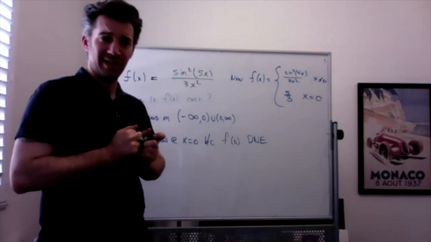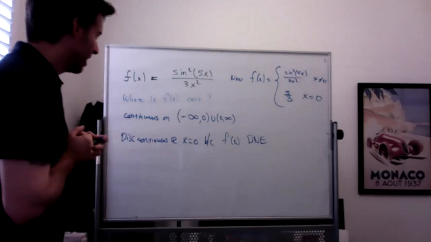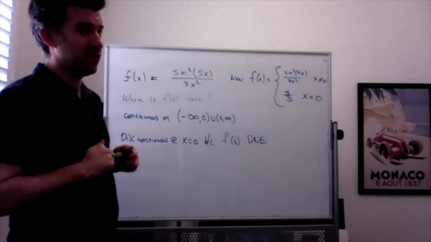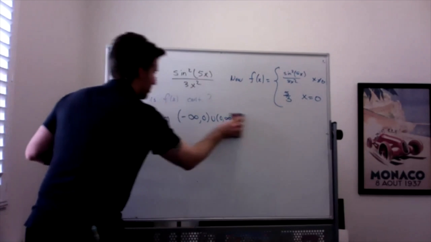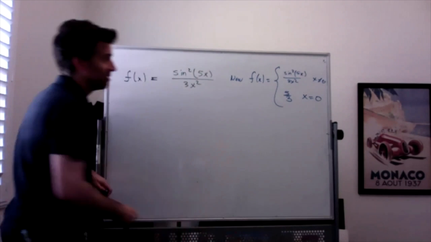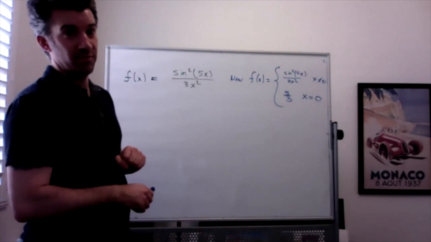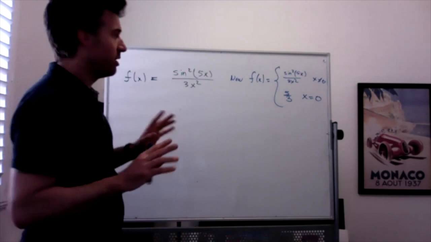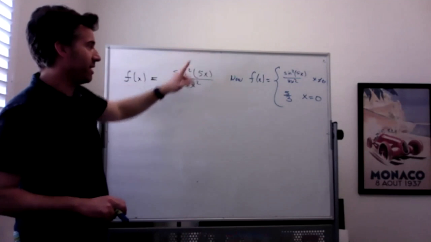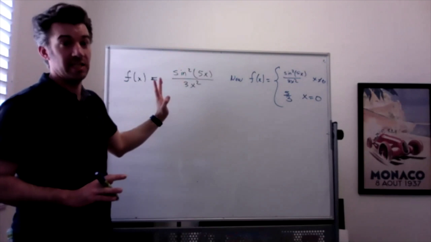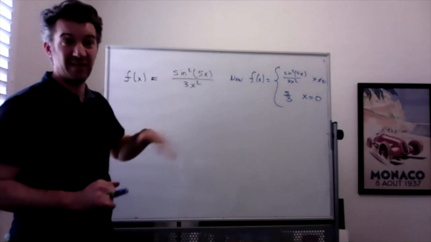Now is this function continuous at 0? It's a good question. I'm not going to lie, it's kind of a trick question. I'm going to warn you right now. The answer is no. It's not continuous the way I've written it. I know, right? You guys are like, huh? Here's what I'll say. If it was sine of 5x over 3x, then yes, it would be continuous because the limit would be 5/3. But sine squared of 5x over 3x squared has a different limit.